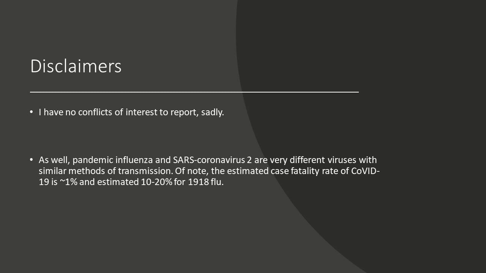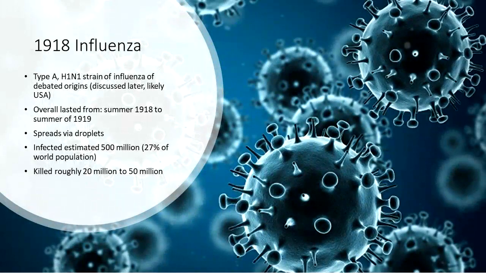So a little bit about the 1918 influenza. It's a type A H1N1 strain of influenza of debated origins. It's not particularly certain where this came from. There are a couple prevailing theories we'll go over later. This virus lasted overall from roughly late spring, summer of 1918 to the summer of 1919, and we'll go through the different waves of this pandemic as well later on.